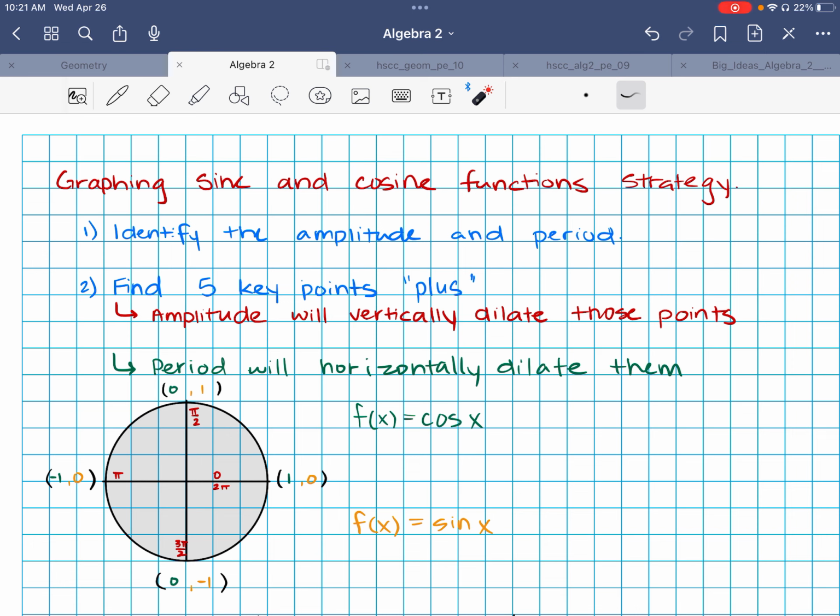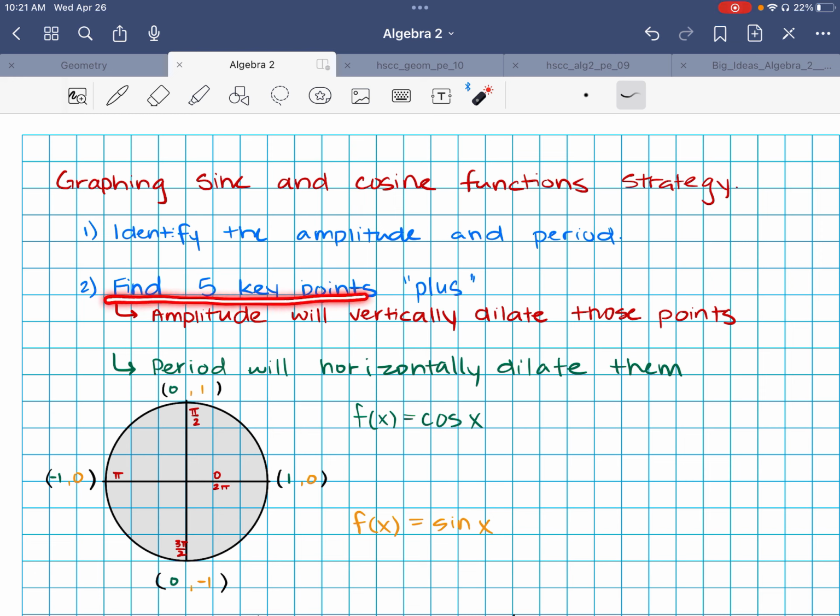This is our strategy. Step number one, I need you to identify the amplitude and the period. This is like last night's homework. Figure out what the amplitude is, figure out what the period is. If you don't do that, not a big deal, but you really want to find out what the a value and what the flipped version of b is.